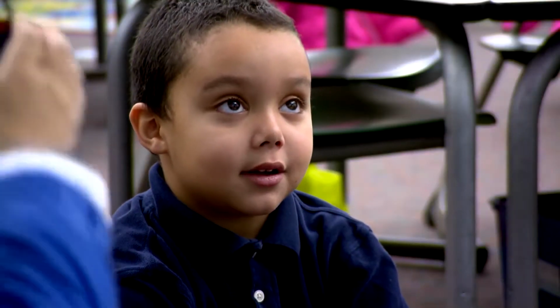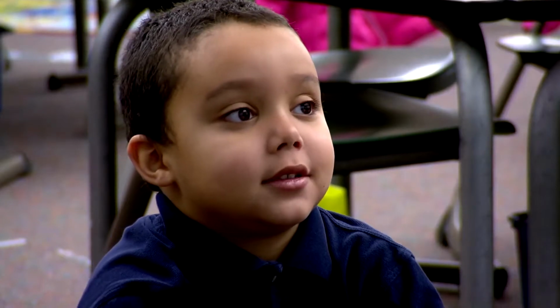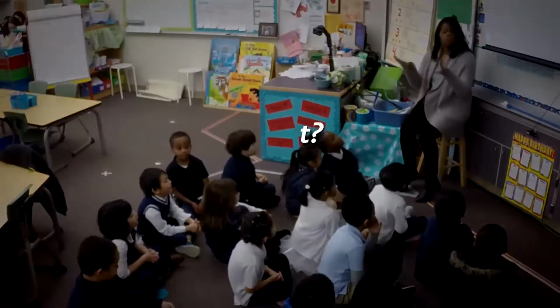There's 2 yellows on the top, there's 2 yellows on the bottom. The activity, the same and different, is getting the students to think about these are 2 different pictures, but they're related.